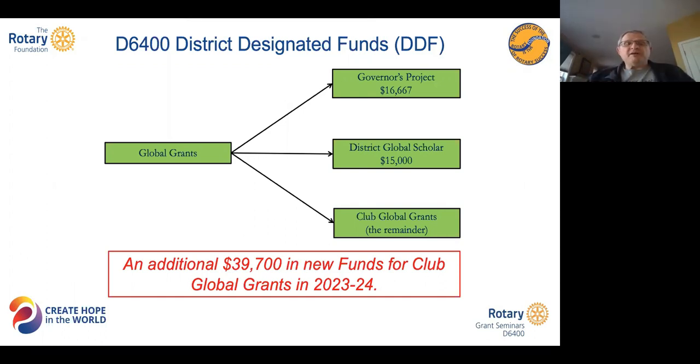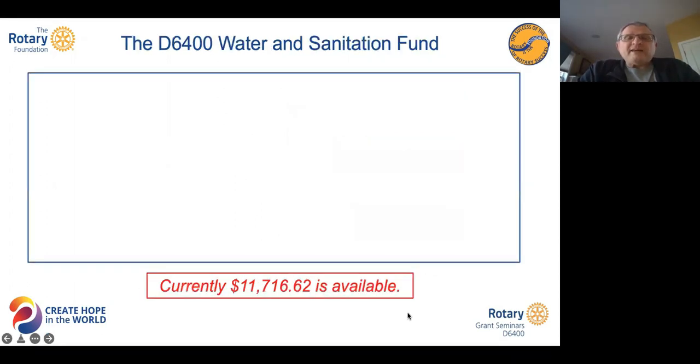So for this year coming up, in addition to the money that we have in the pot already from previous years that kind of roll over bit by bit, we have $39,700 in new money to match club contributions for global grants. So there's money there for you to do your global grant projects.